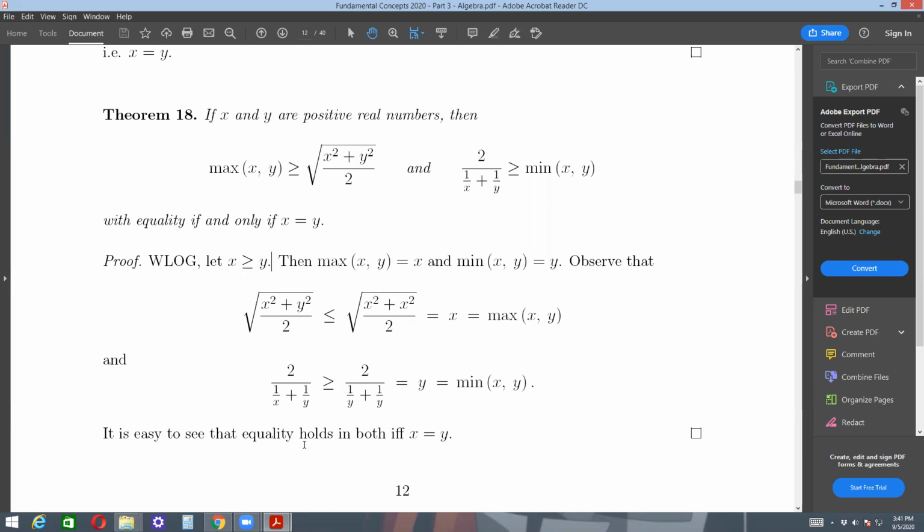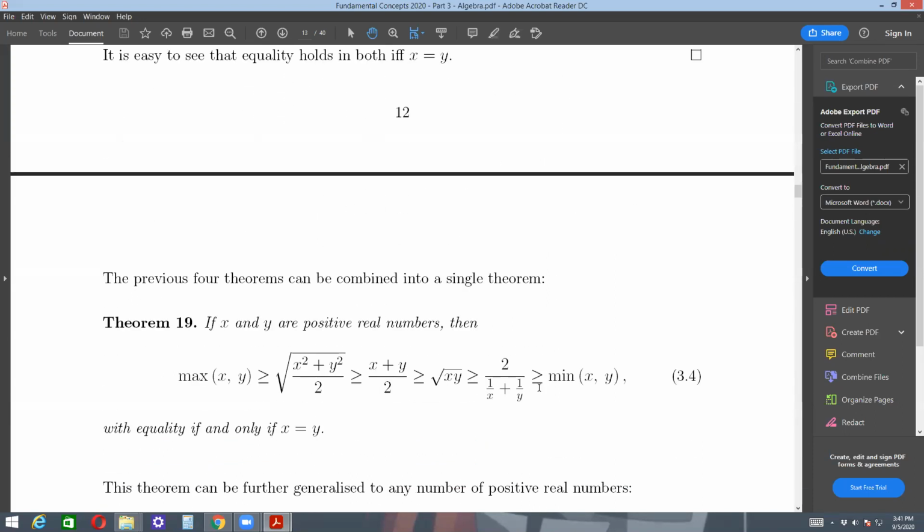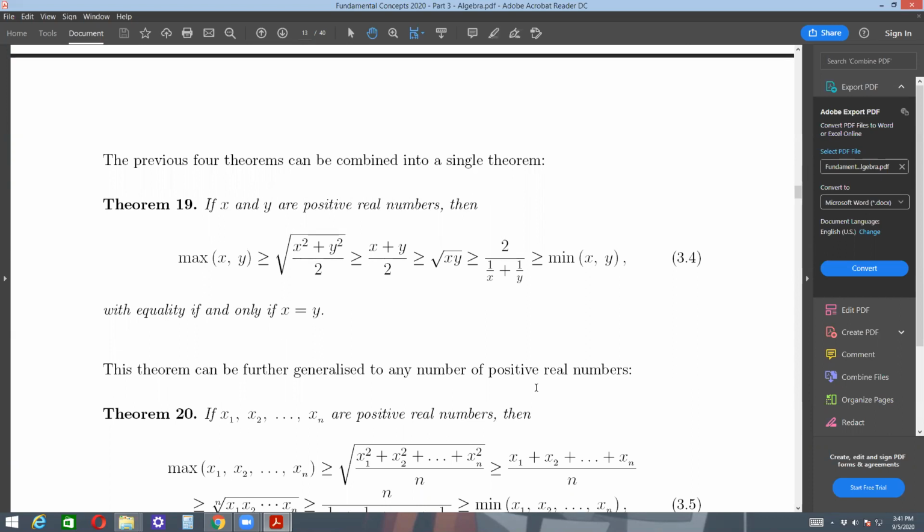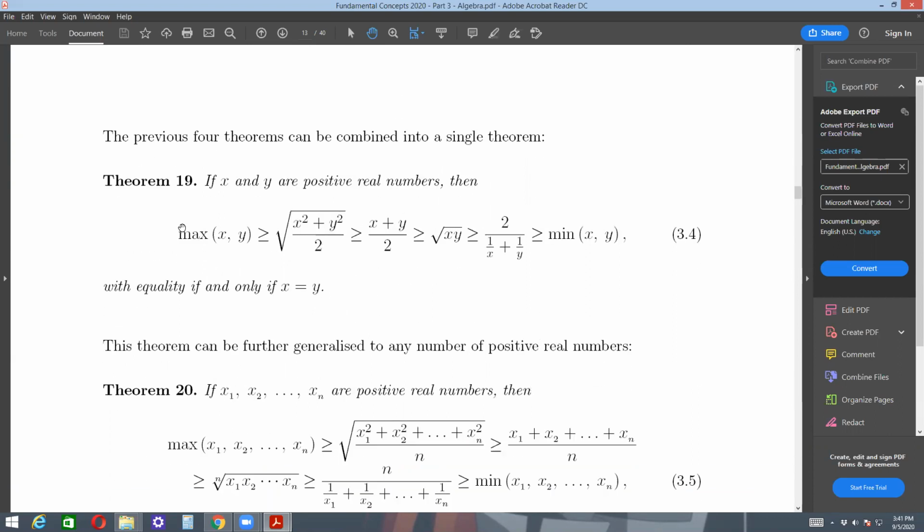All right. Yeah, so this is greater than or equal to this, and then this thing just simplifies to be y. So that proves this one. Now, all four that were previously mentioned can be combined into this single inequality chain. The maximum is greater than or equal to the quadratic mean, greater than or equal to the arithmetic mean, greater than or equal to the geometric mean, again, harmonic mean, and then minimum.